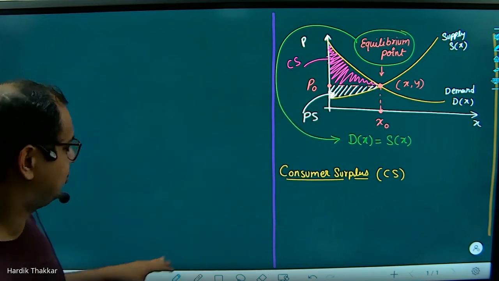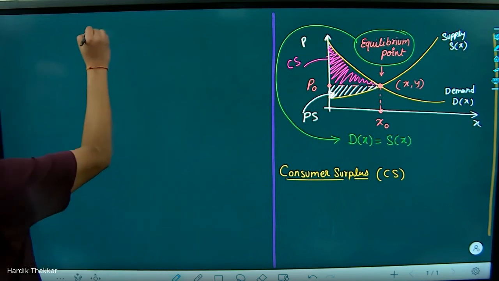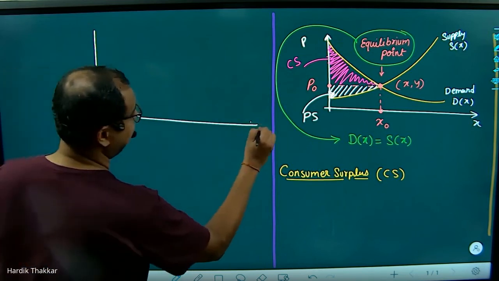So how can we calculate these areas? Understand with this particular situation.